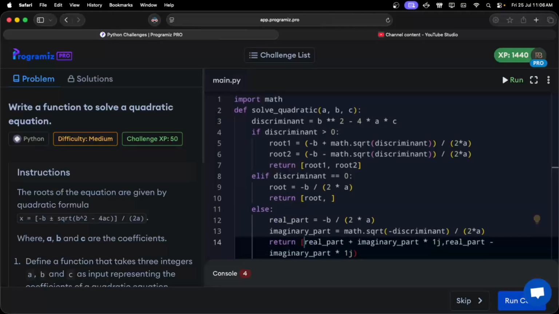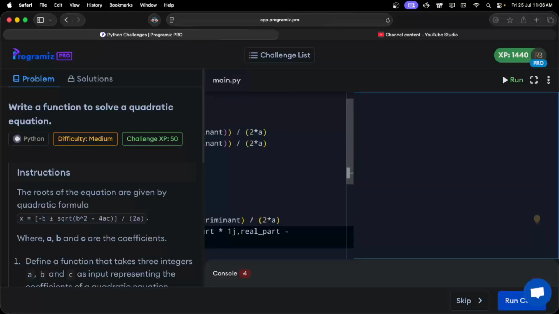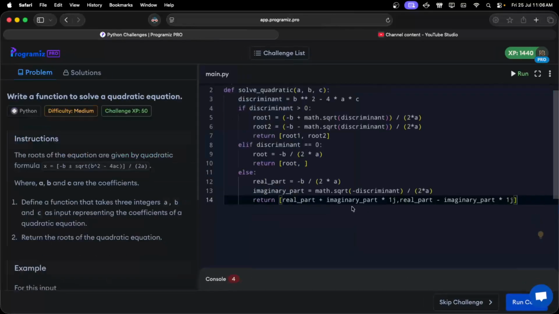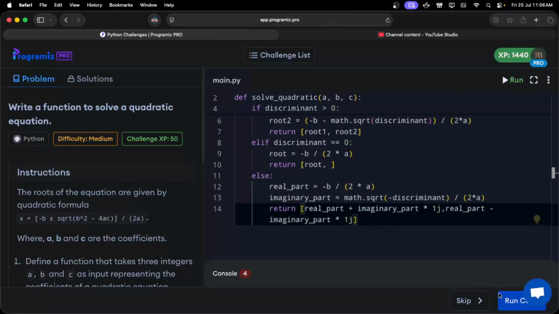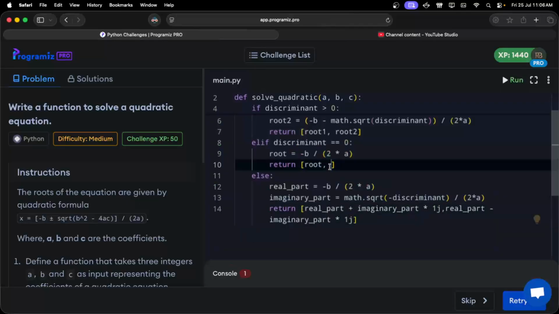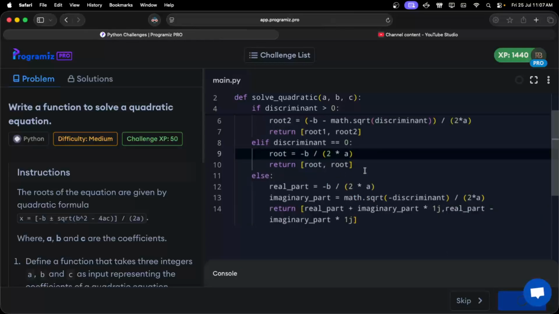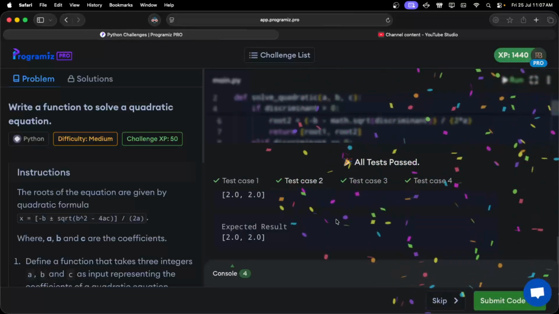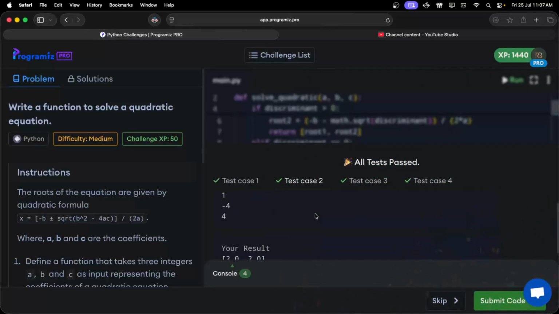Similarly, I can do something similar over here as well. Give the output in list format. Let's just run the code. Okay, the first test case has passed. Second test case, why did it fail? Okay, it has to be the same number. So we can simply do root, I guess, in this situation. Since both of them are the same, that's how we can solve it.